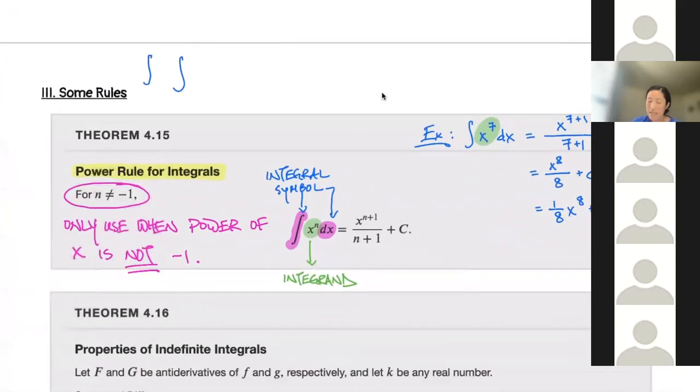All right, does that kind of make sense how to use that power rule for integrals? So instead of subtracting a power, this time we add a power. And instead of bringing that power down, we have to bring that reciprocal of the power down.